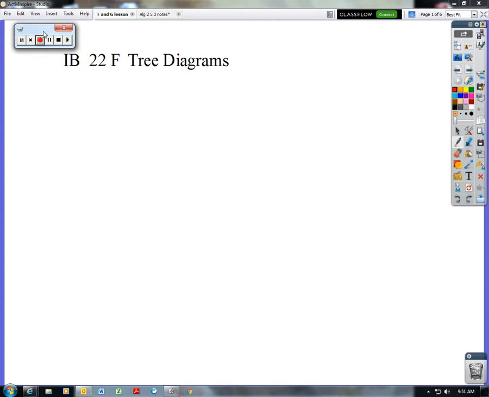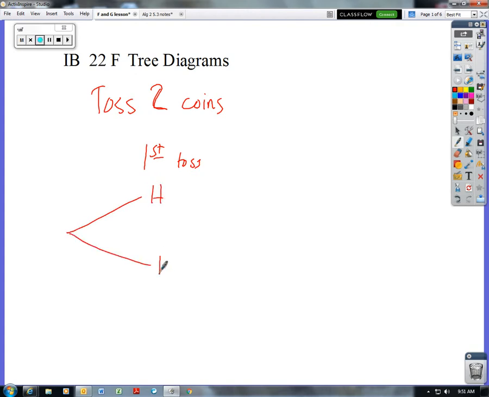And first I want to talk about, what if you were to toss two coins, and you wanted to look at the different probabilities. The way you would set that up on a tree diagram is you would first do the first toss. And of course there's only two outcomes, heads or tails. And then the next column is going to be the second toss, and you could get heads or tails again for either one of these. And so this is how you would set that up.